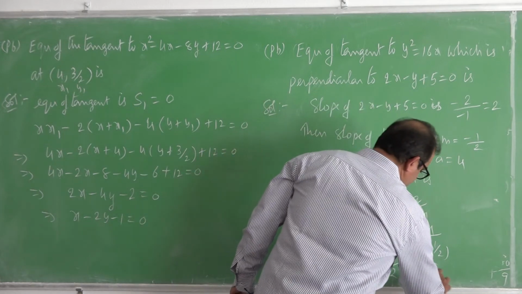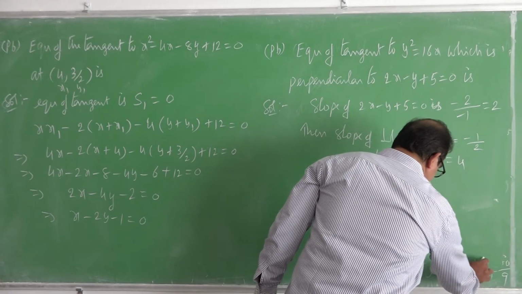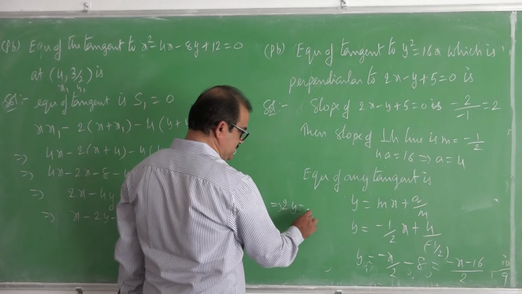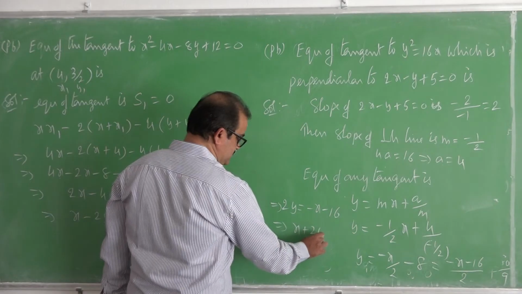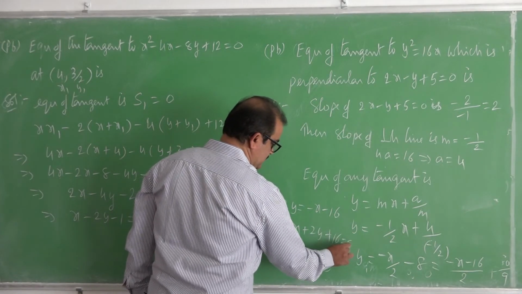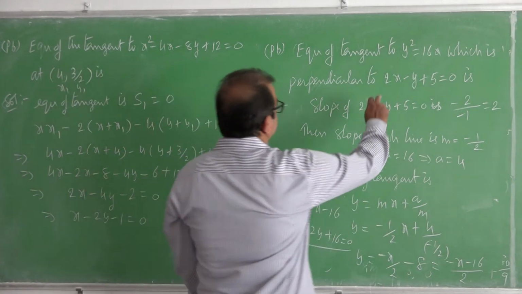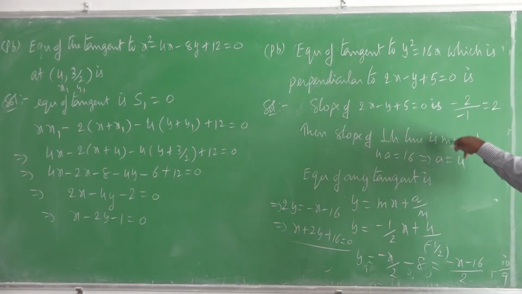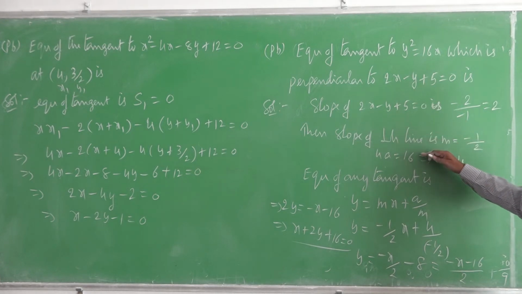What is the LCM here? 2. Minus x minus 16. Cross multiply. We get 2y is equal to minus x minus 16. X plus 2y plus 16 is equal to 0. In this problem, if this is parallel, then we take the same slope. We know when the lines are parallel, slopes are equal. When the lines are perpendicular, product of the slopes is minus 1.